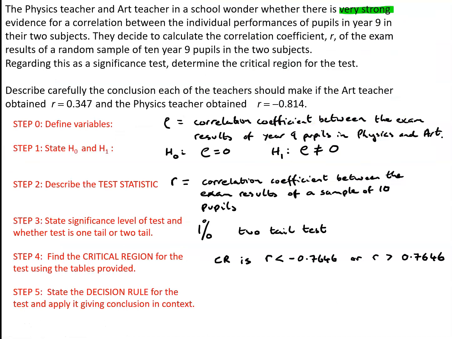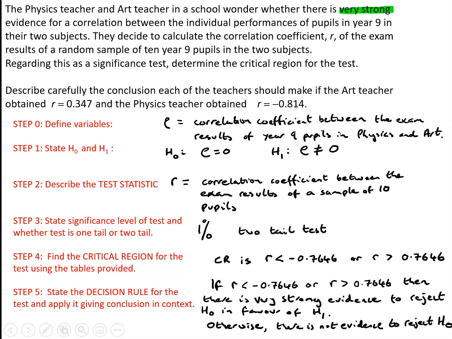So now that we know the critical region, we can state the decision rule. If the value of r is smaller than minus 0.7646 or bigger than plus 0.7646, then there is very strong evidence to reject the null hypothesis in favour of accepting the alternative hypothesis. Otherwise, there is not sufficient evidence to reject the null hypothesis.